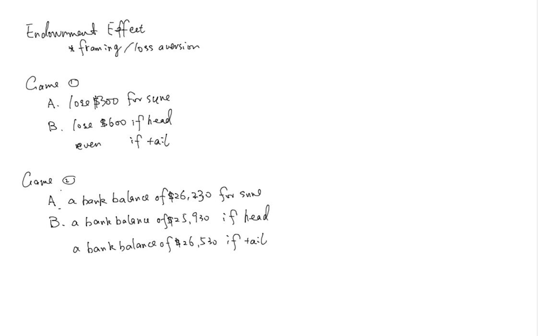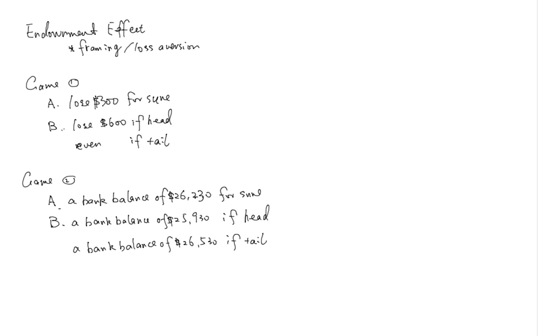Now let's look at game two. You still have two choices. First choice is that you can have a bank balance of $26,230 for sure, or you can have a bank balance of $25,930 if we toss a coin and it comes up head, and $26,530 if it comes up tail. And also pause a minute to see which one you will choose.